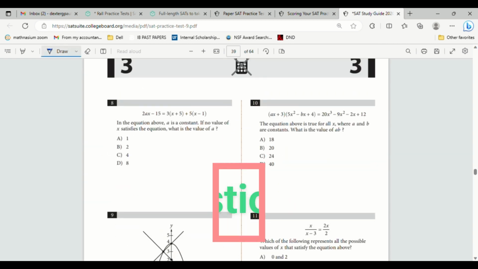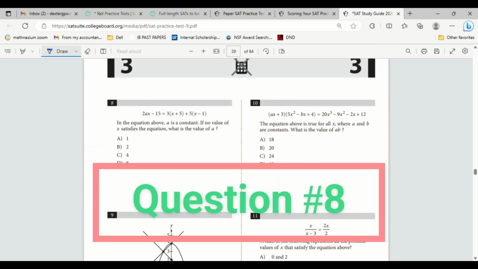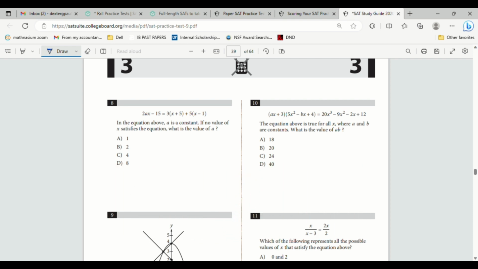Number 8, in the equation above, a is a constant. If no value of x satisfies the equation, what is the value of a? So we're looking for no value of x that satisfies the equation, or no solution. And what no solution typically means is same slope, right? So equal slope, but different y-intercept. And so what that means is we want the same number, the same coefficient in front of the x term, but different constant terms. So let's see how we can do that.